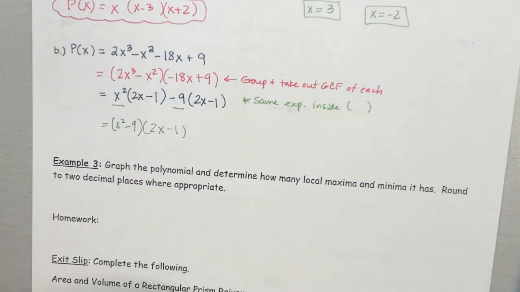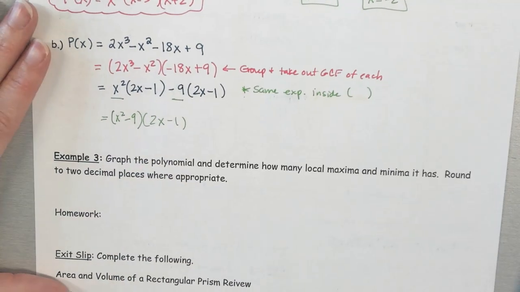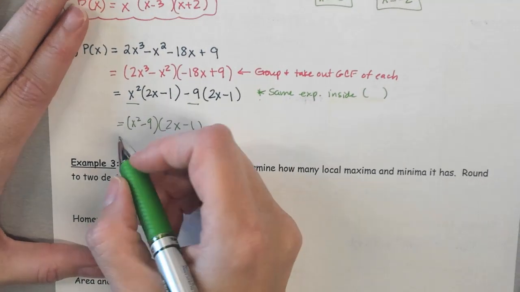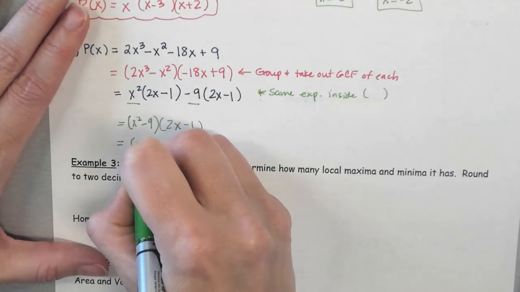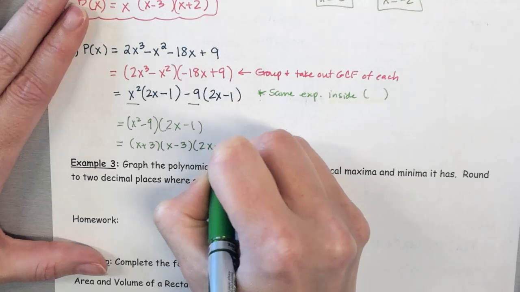Okay, and then we do have to make sure we factor this all the way down when it says to leave it in factored form. So you do have a difference of 2 squares here, so we're going to factor that down one more time. So you have x plus 3, x minus 3, 2x minus 1.